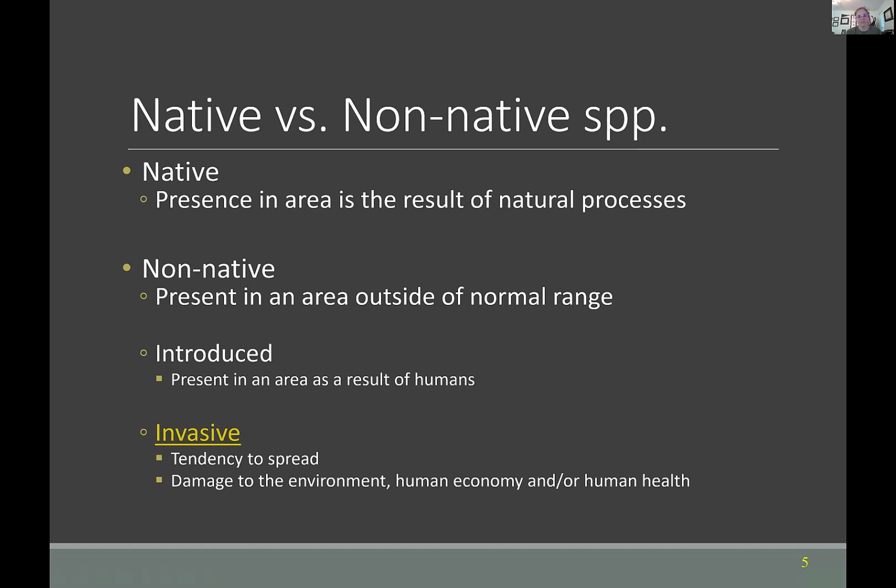Two words we can kind of use to expand on that is introduced. An introduced species, basically, it's in that area because we as humans have moved them in there. Now, the term introduced isn't good or bad. It just says we have moved these things from point A to point B.